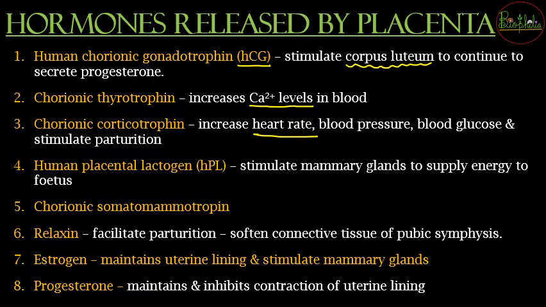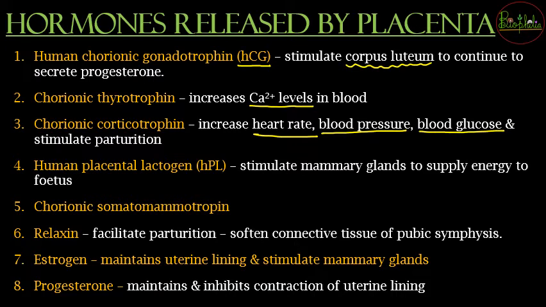So as the heart rate increases, the blood volume needs to be increased along with it. So blood volume will increase, so blood pressure is going to increase so that it can reach up to that level. Blood glucose will increase because of the same reason, two bodies need to be circulated.